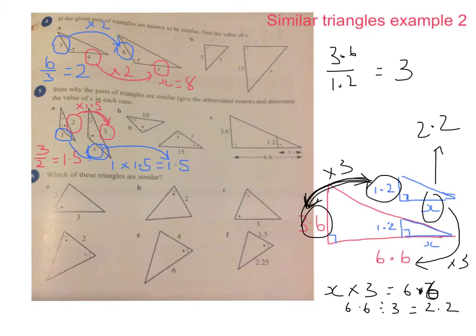And there we go. These ones, which of the following triangles are similar? You've got to look for ones with the same angles and same ratios. That's the hardest thing to find. So you've got to figure out which ones have got the same ratios and the same angles. I'll leave that one for you to work out. Okay.